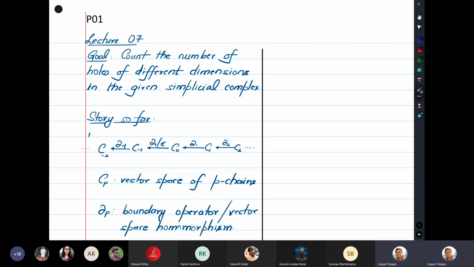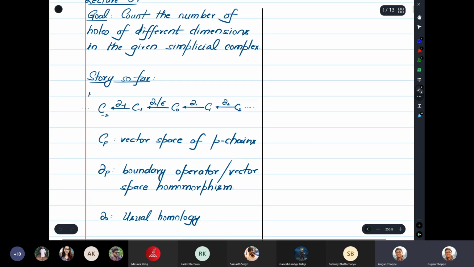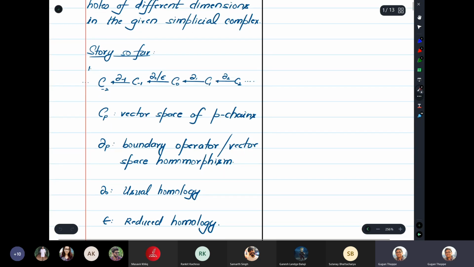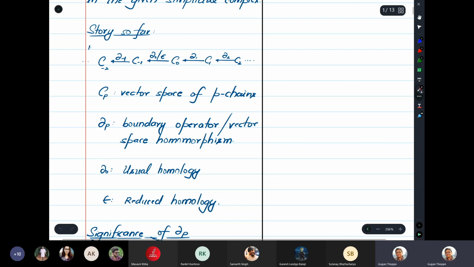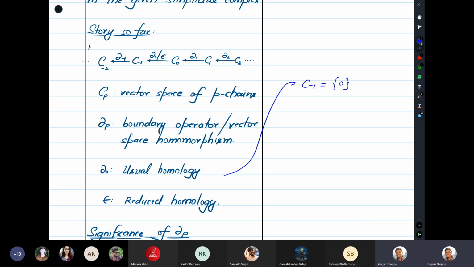In the last lecture, we went ahead and defined these boundary operators. You can see the boundary operator between C0 and C minus 1. There are 2 boundary operators mentioned here. The first is ∂0 and the second is epsilon. This is the notation that we will be following. Whenever I write ∂0, I implicitly mean that we are working with the usual homology, which, recall, means that we set C minus 1 to be the trivial vector space, and we define ∂0 the way we defined it yesterday.